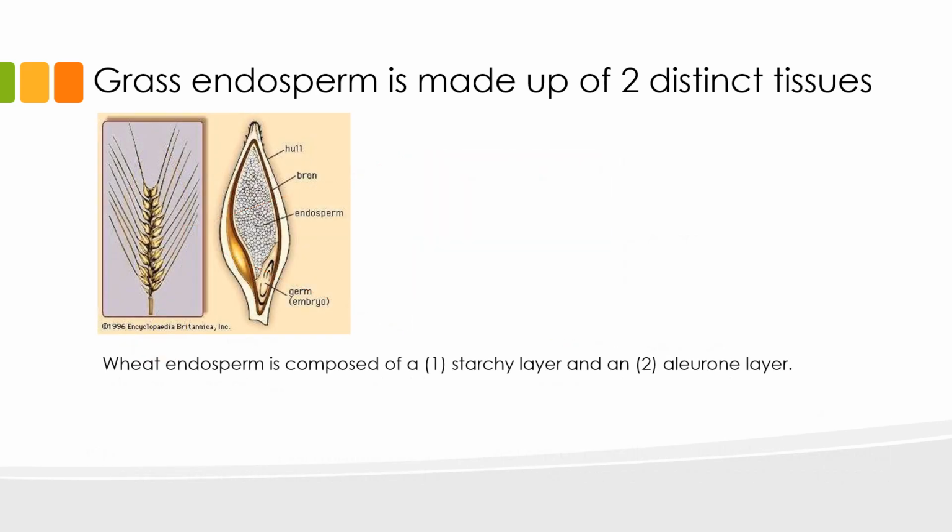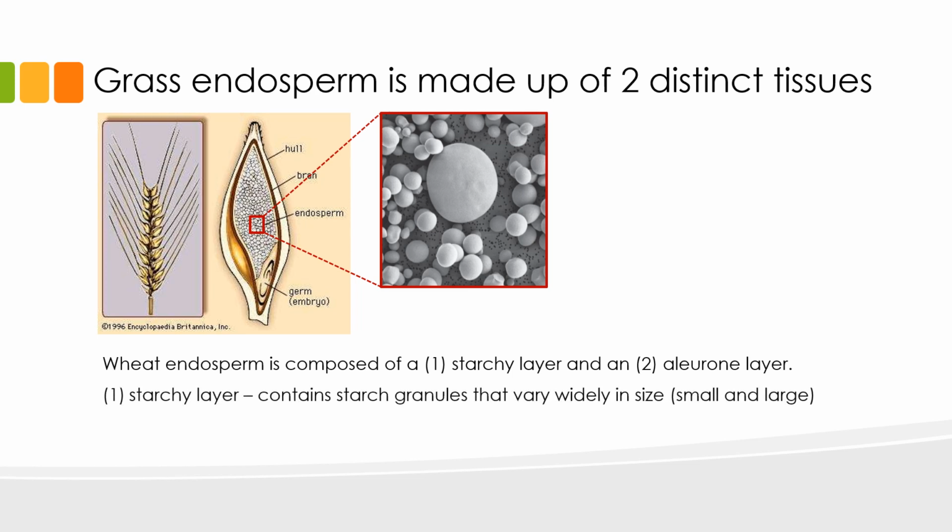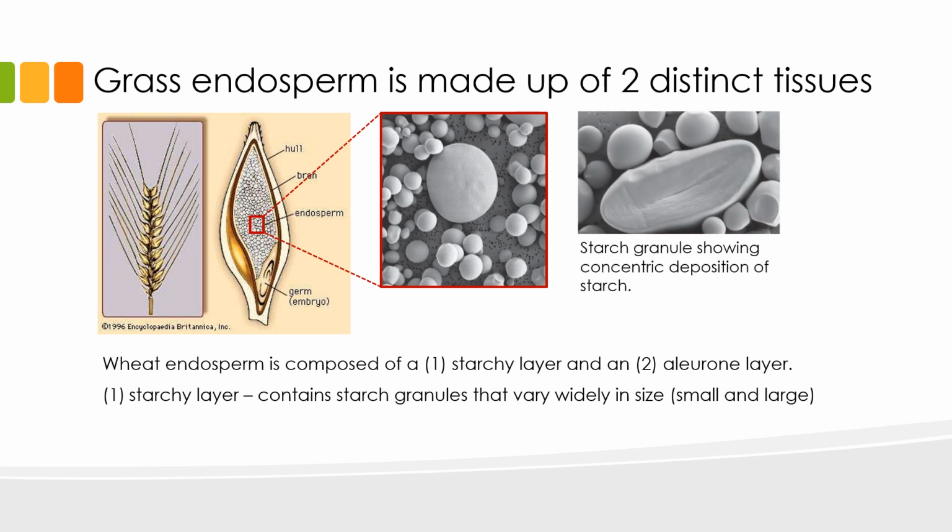This slide shows a picture of the same starchy endosperm and aleurone layer in barley. You can see that the starchy layer contains starch granules that vary widely in size. So you can see here a bigger starch granule surrounded by smaller starch granules. In the scanning electron micrograph, you can also see a concentric pattern within the granule, which indicates the concentric deposition of starch.